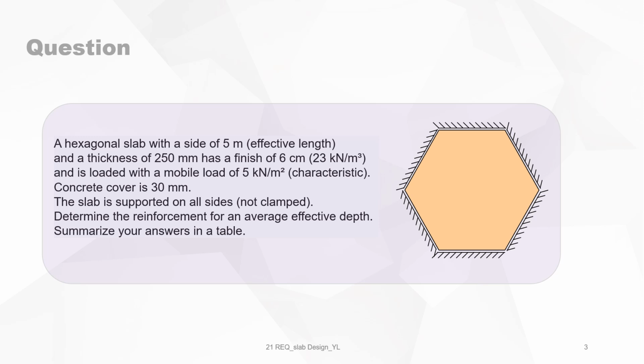A hexagonal slab with a side of 5 meters, effective length, and thickness of 250 millimeters has a floor finish of 6 centimeters and is loaded with a mobile load of 5 kilonewton per square meter, characteristic value. The concrete cover is 30 millimeters and the slab is simply supported on all sides. Determine the reinforcement for an average effective depth. Summarize your answers in a table.